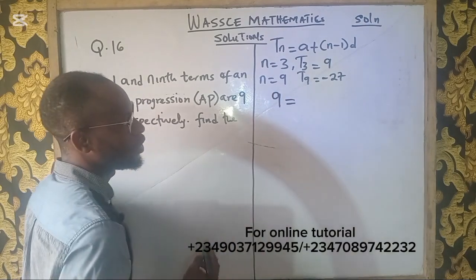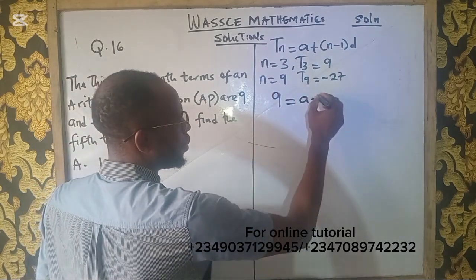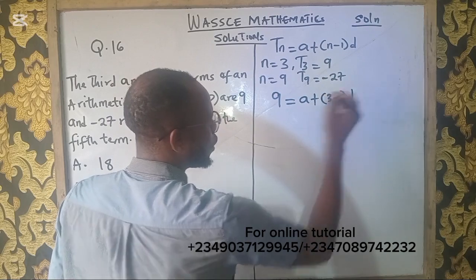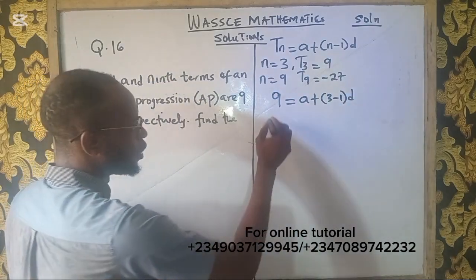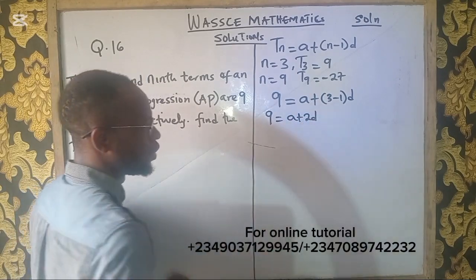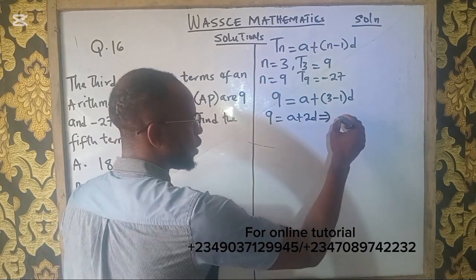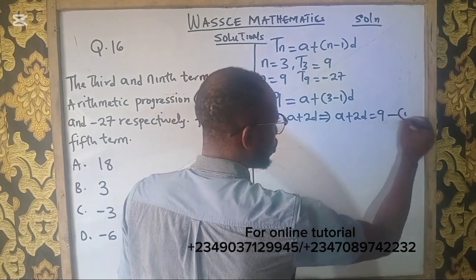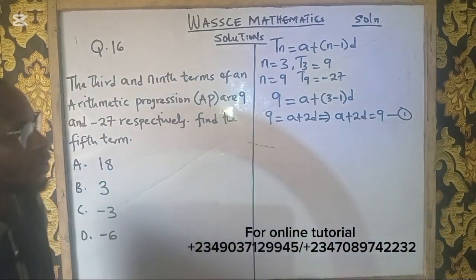equals, can you see that? A is unknown, plus the number of terms, 3 minus 1, close bracket d. So this is the same thing as 9 equals A plus 2d. And this can be arranged like this: A plus 2d equals 9. And that is equation 1. That's the first thing.